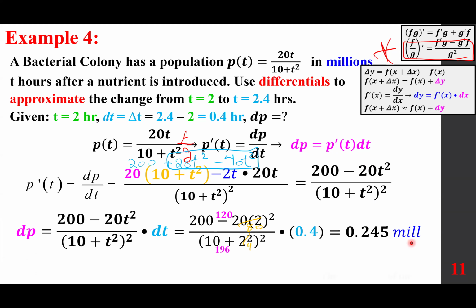So what does it mean? The population of the bacterial colony is increasing. Why is it increasing? This is positive. By how much? 245,000.